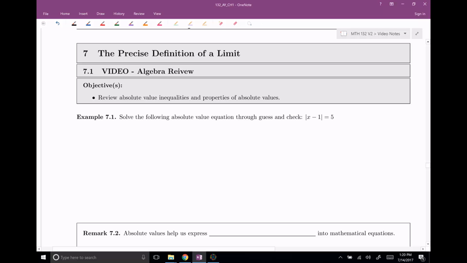So the first example that I have for us is that I would like to guess and check the solution to this absolute value equality. So go ahead and pause the video, take 2 minutes, and try to get me the answers for this.